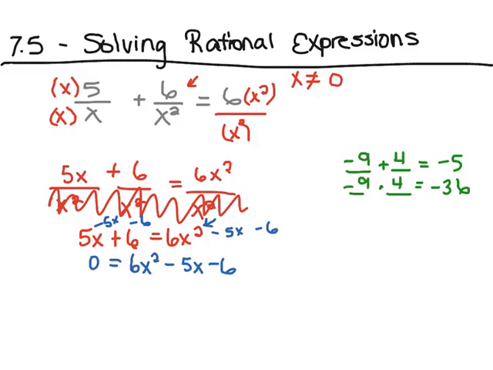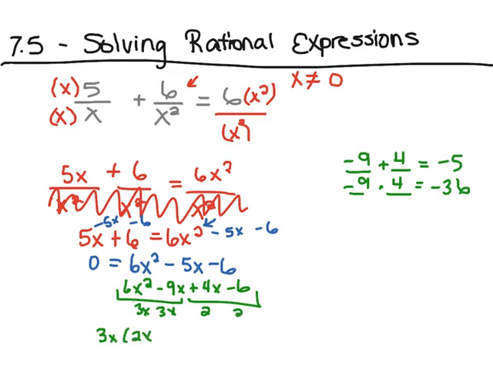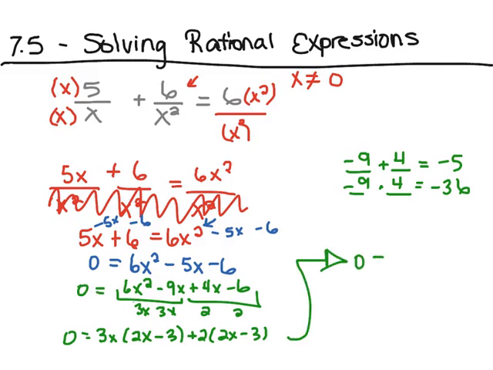Yes. So we're going to break the terms up. So 6x squared minus 9x plus 4x minus 6. Split it into two groups. Take out 3x from the first and a 2 from the second. So we should get 3x(2x minus 3) plus 2(2x minus 3). So this will turn into 0 equals (3x plus 2)(2x minus 3). So now we'll solve.